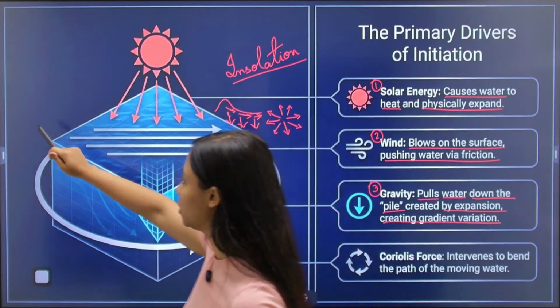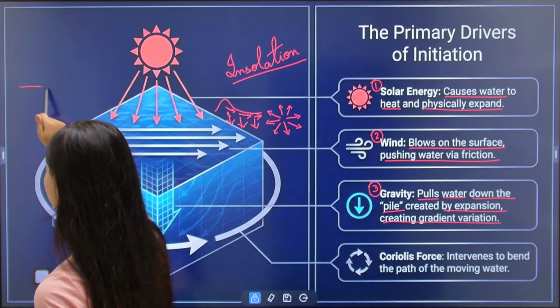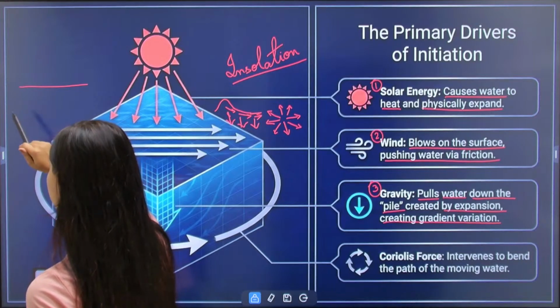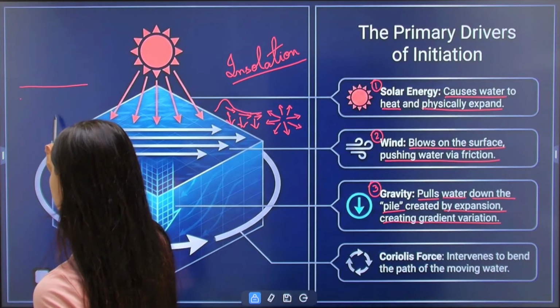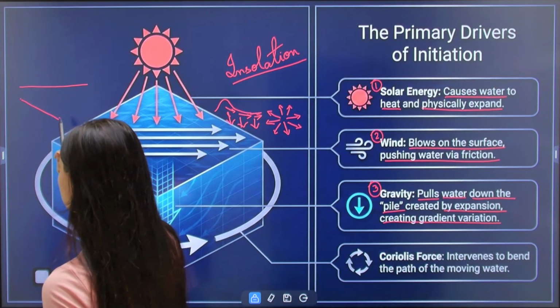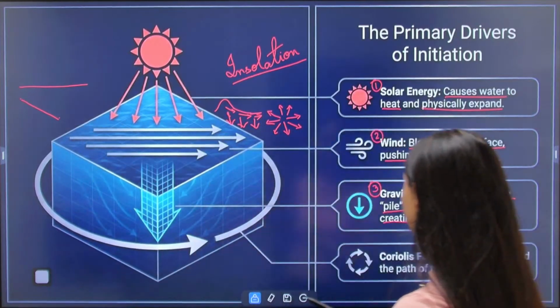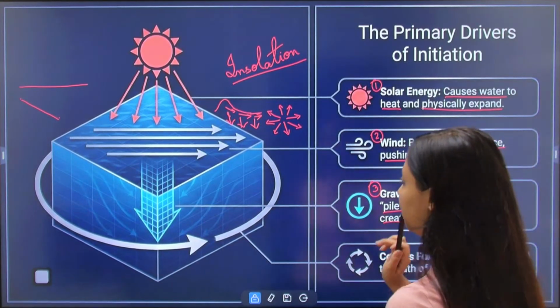What is gradient? If we have a flat plane, there is no gradient. Gradient is when there is some high point and there is some low point. Then a gradient is created. So this gradient is created by gravity.